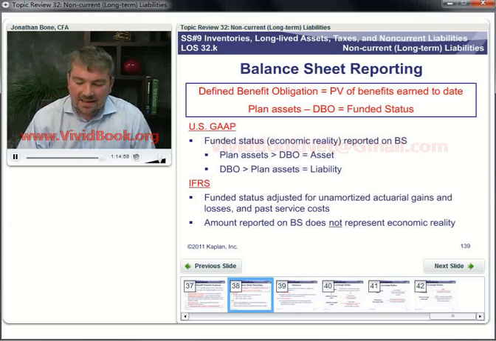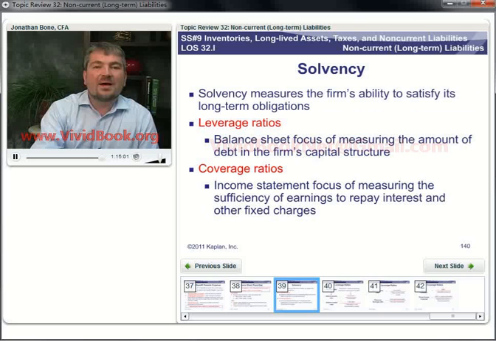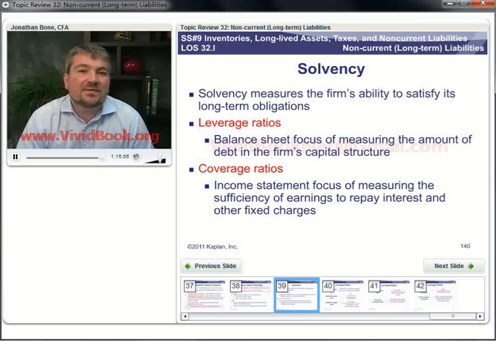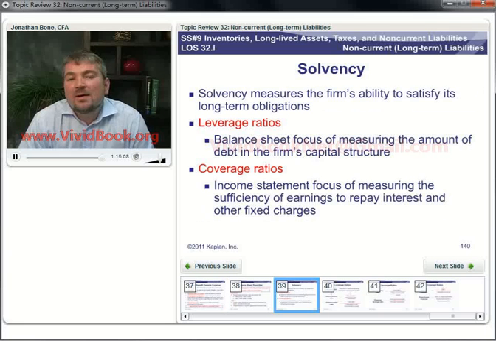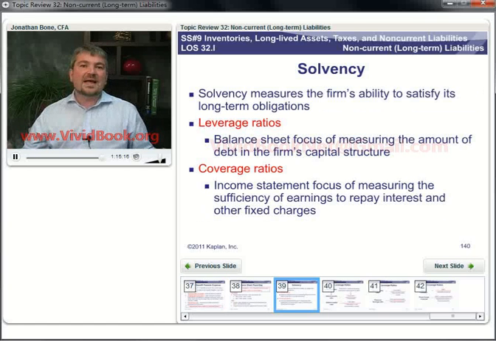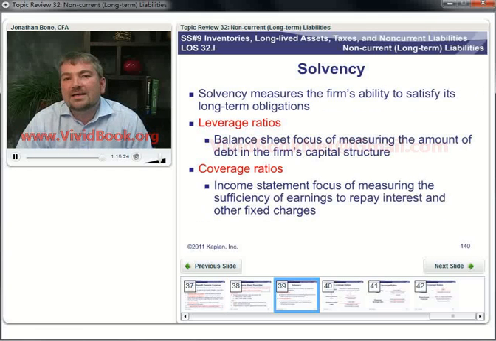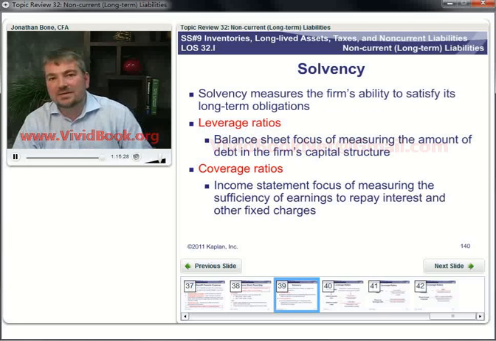Our last little LOS for this reading is to be able to calculate solvency ratios, which is quite nice because we've talked about all of these already. We've got our leverage ratios, which of course have a balance sheet focus. They tend to look at debt compared to equity or debt compared to assets. They're looking at the firm's capital structure. And we also look at our coverage ratios, which is really looking at our ability to pay interest and principal on time. Our classic coverage ratio is the interest coverage ratio, EBIT over interest, of course.